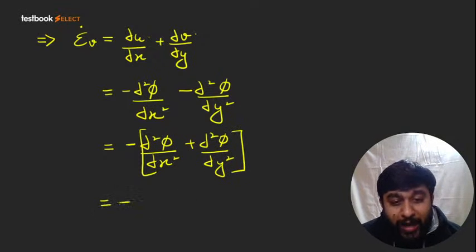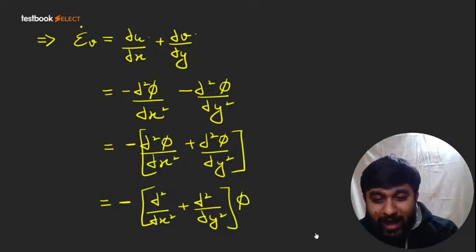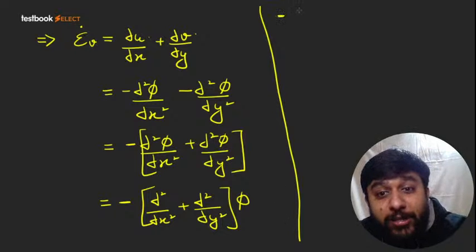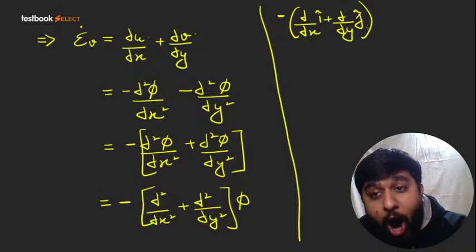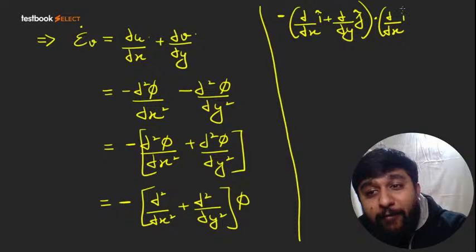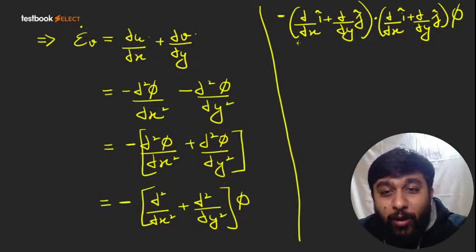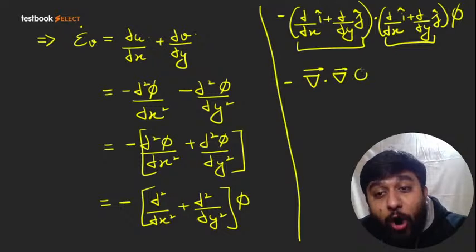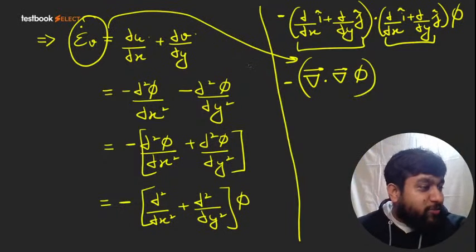Now you can write it like this also, del square by del x square plus del square by del y square, and phi. Now guys, check what will happen. Actually you will get a match the following term. How? I think I can split the bracket as del by del x i cap plus del by del y j cap, dot product with del by del x i cap plus del by del y j cap, and phi is a scalar function. Now what is this? This is gradient. What is this? This is gradient. So what you will have is minus gradient dot gradient of phi. So this is also how you can write the volumetric strain rate in terms of velocity potential function.